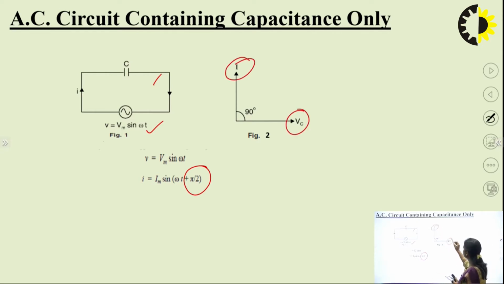So voltage is lagging, right? The component which reaches the vertical position first is the leading one. So I, we have drawn, it is leading, but VC is lagging. So we have drawn VC here. It is lagging by 90 degree, right? So in a purely resistive circuit, the voltage and current both are in the same phase, and in an inductive circuit, the current lags by 90 degree, and in a capacitive circuit, the current leads by 90 degree.